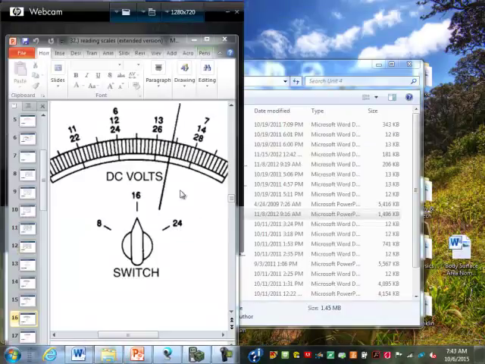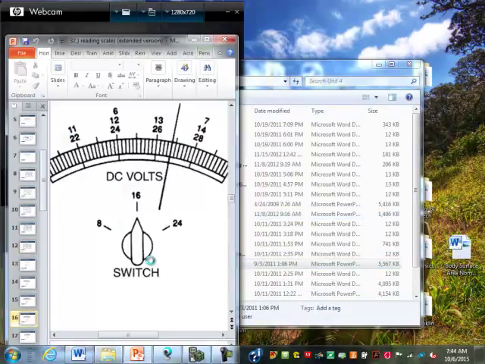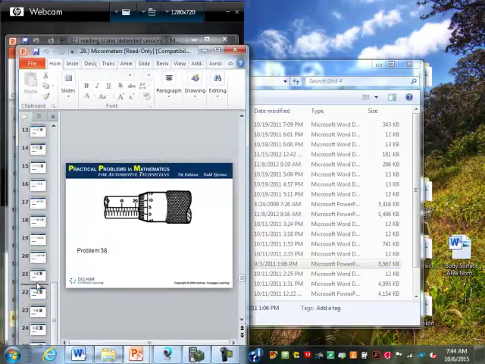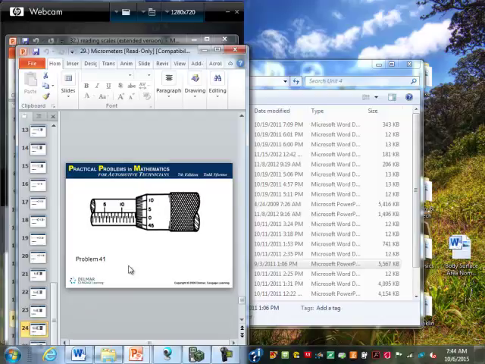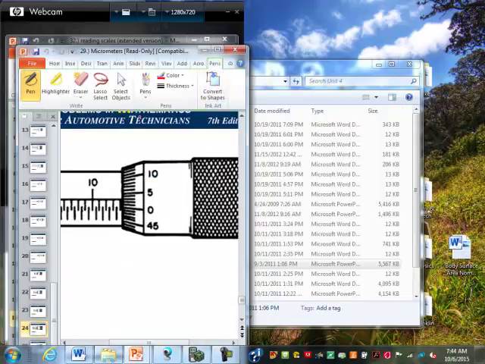Oops, that's not it. Micrometers. There we go. No, that's not the one. That's the one. Because you have 10, 11, 12, 13, 14, and then 1, 2, 3. That's the one that lines up is the 03. So 14.03.